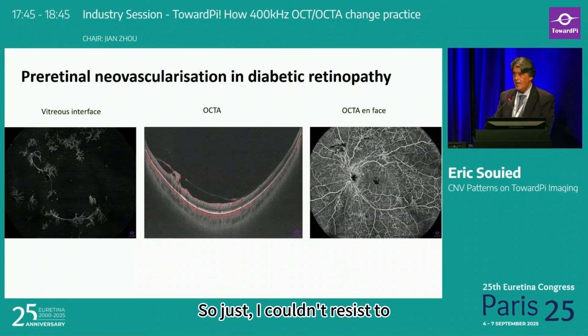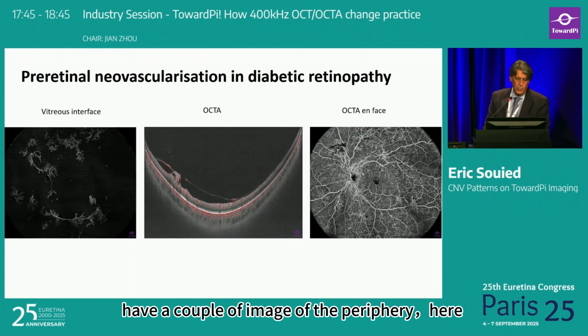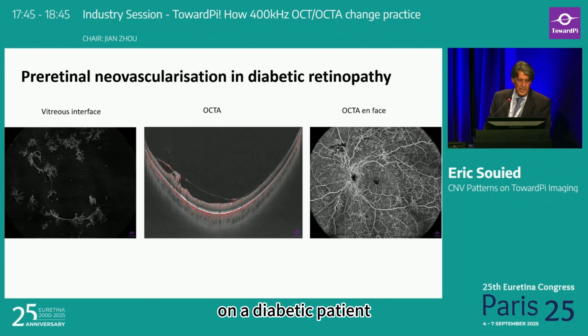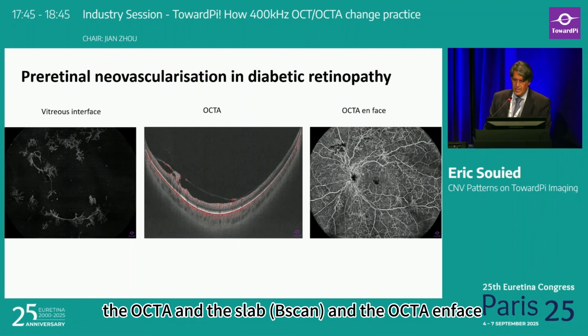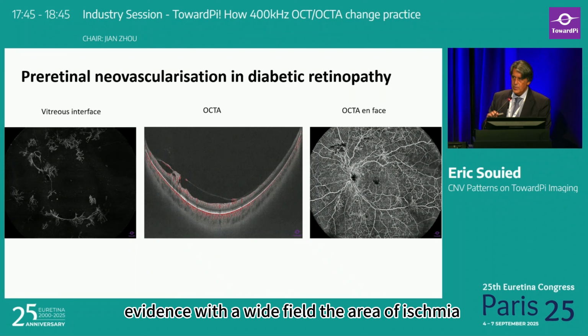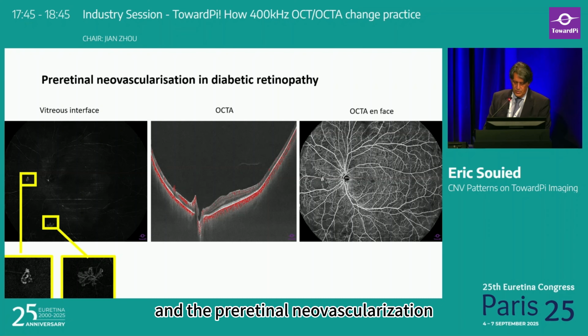I couldn't resist showing a couple of images of the periphery here in a diabetic patient. You can see the vitreous interface, the OCTA slab and the OCTA en face. Evidence with a wide field of the area of ischemia and the preretinal neovascularization.